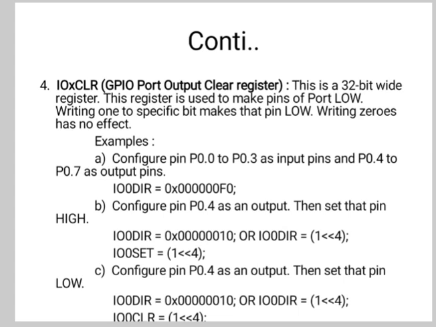Now for example, configure port 0.0 to port 0.3 as input pins and 4 to 7 as output pins. Then IO0DIR equals 0x000000F0. Configure port 0.4 as output, then set that pin high. So IO0DIR is 0x00000010, or 1 left shifted by 4. Configure pin port 0.4 as an output, then set that pin low.